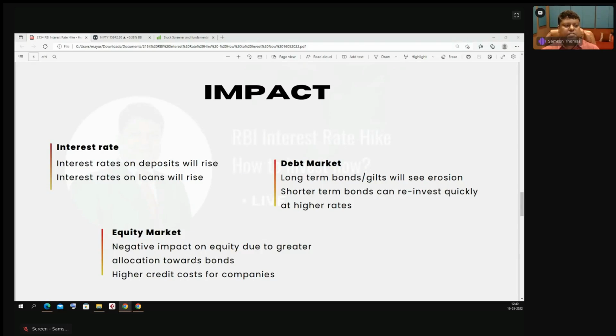So in the equity market also, there will be a negative impact due to greater allocation towards the bonds. So money will be pulling out of the equity market, and there will be higher credit cost for the companies. So the companies which are trying to put money into their business, and if they are trying to borrow some money, there will be higher credit cost for the companies. So that is going to affect their operational profits, and they will have a higher interest outgo, because of which their cost structure will also be impacted. So overall, it is a pretty negative sentiment all over the place. It is essential for us to maintain asset allocation and navigate this time carefully. That's the thing that is to be done.